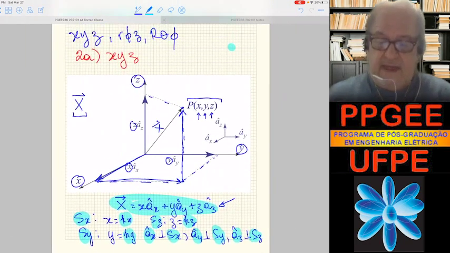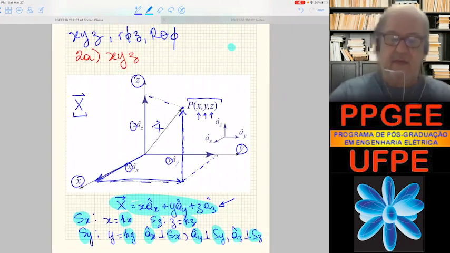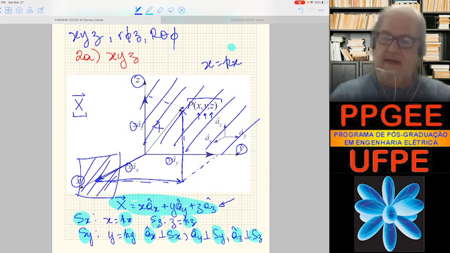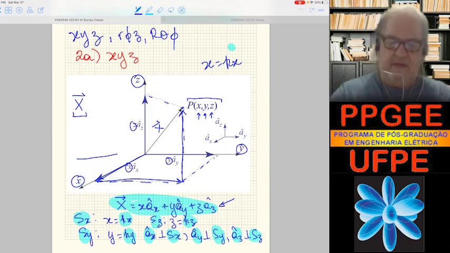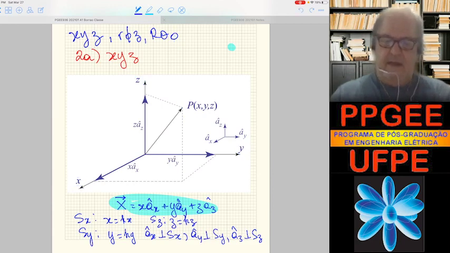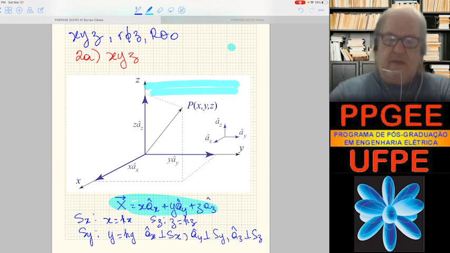And then, what are the coordinate surfaces here? Well, X equals a constant is a set of orthogonal planes, right? Parallel to the YZ plane, right? Let me erase everything here so we can see more clearly. Okay. So AX is orthogonal to the YZ plane, which is SX.